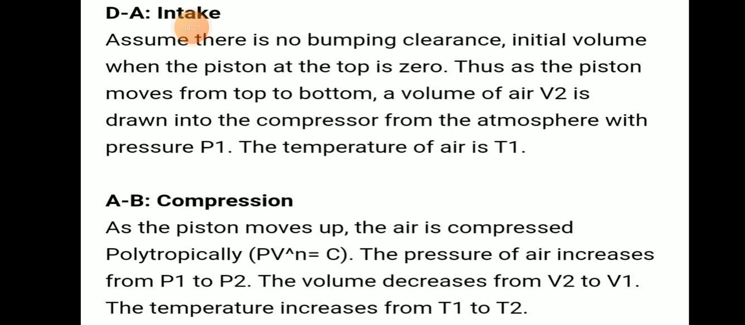A to B is the compression. As the piston moves up, the air is compressed polytropically. That means it is a combination of both isothermal and adiabatic, so PV^n equal to a constant. Here the pressure of air increases from P1 to P2, volume decreases from V2 to V1, and temperature increases from T1 to T2.